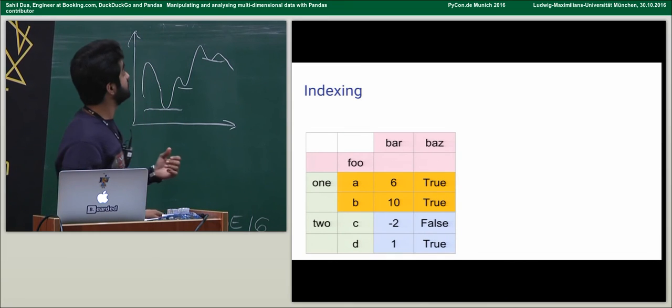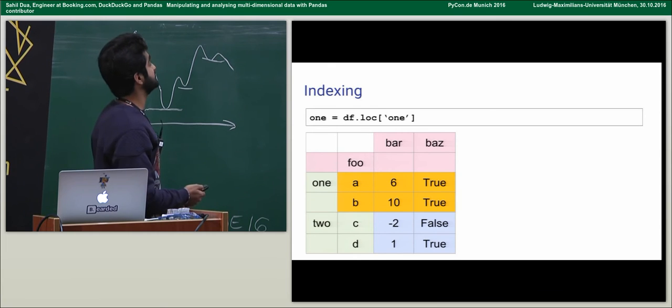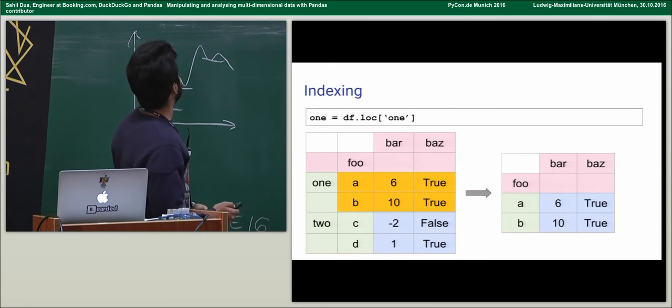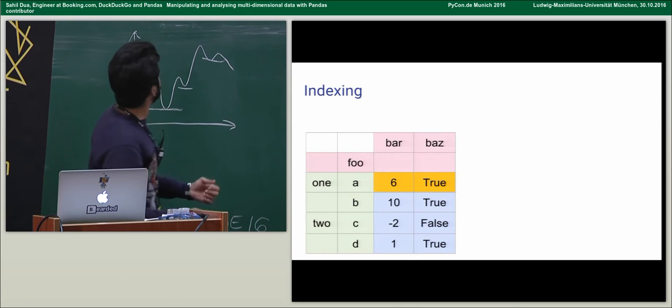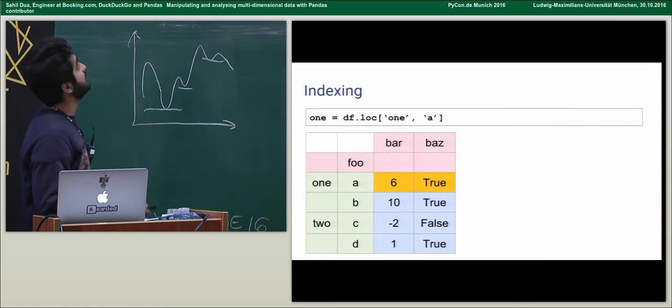So now if you want to select 2 rows, we can fetch the rows from 1, it will give us this data frame. If we want to fetch only 1 row, we will go from 1 to A, and then we get this. Just mention 1 and A, you will get it.